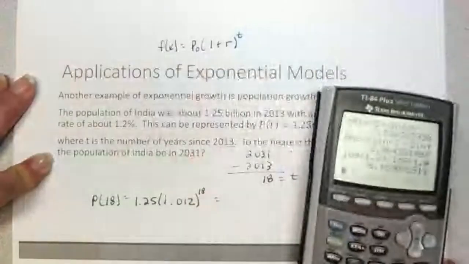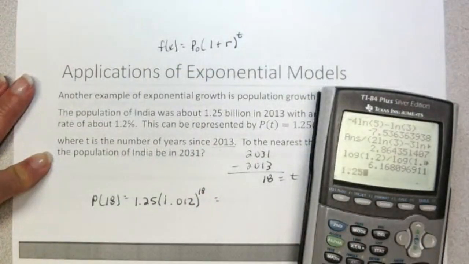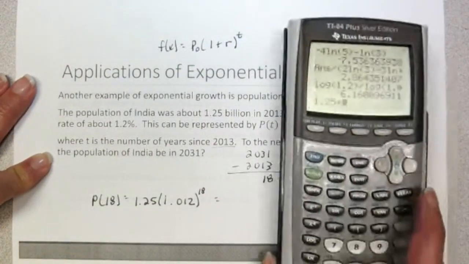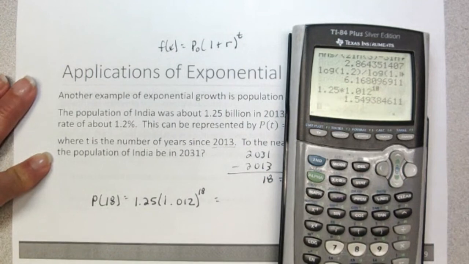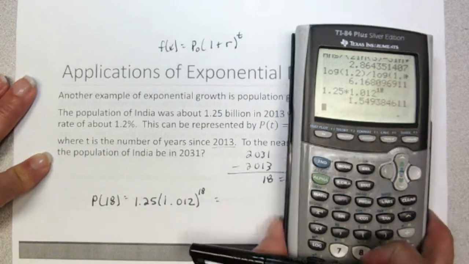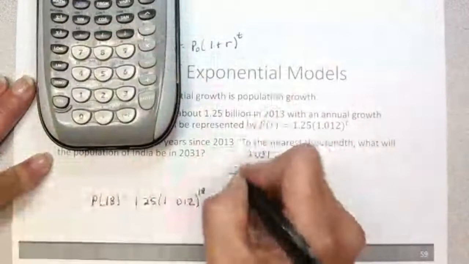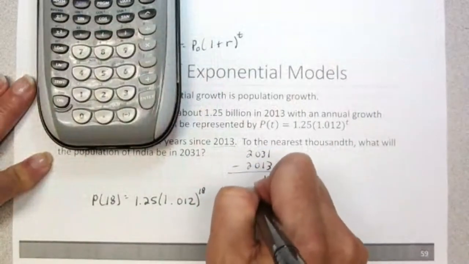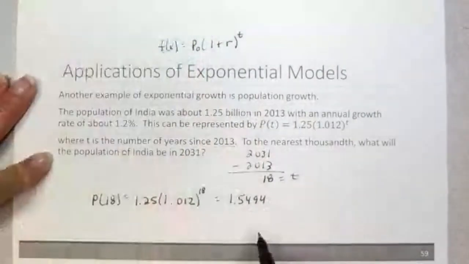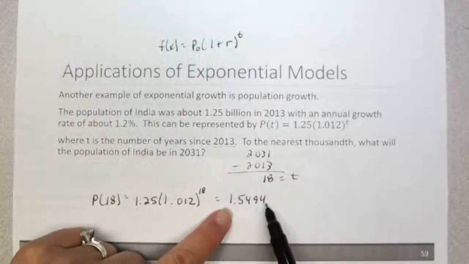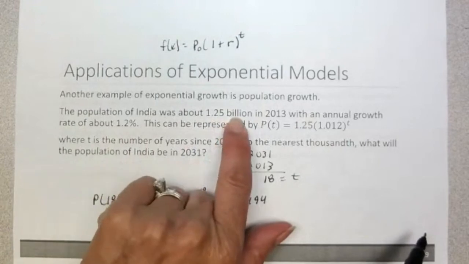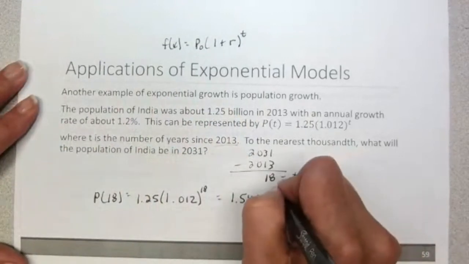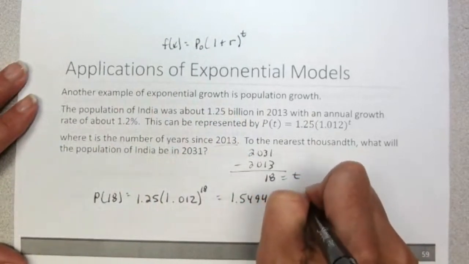Let's put that in a calculator and see what it is. 1.25 times 1.012 raised to the 18th power, and it's 1.5494. And we're in context here, so what are our units? These are millions... billions. Nope, sorry, billion. 1.5494 billion people.